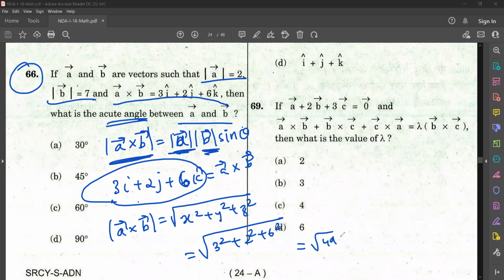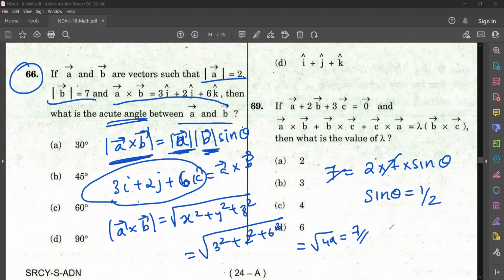Root 49, that is 7. Now, what is this magnitude equal to? 7 is equal to magnitude of A, that is 2, into magnitude of B, that is 7, into sine theta. Theta is what you have to find out. So just find it, you will get sine theta equal to 1 by 2. So whose sine theta is 1 by 2? 30 degrees. So theta is equal to 30 degrees. That is option A, the correct answer.